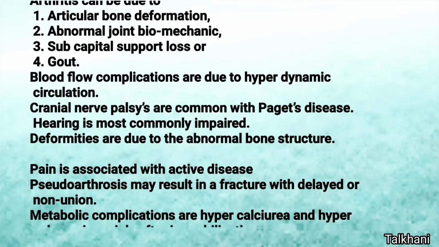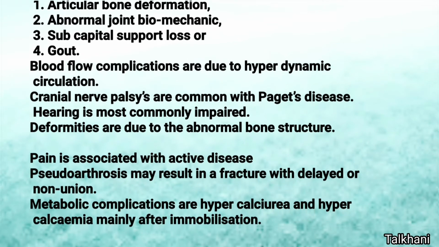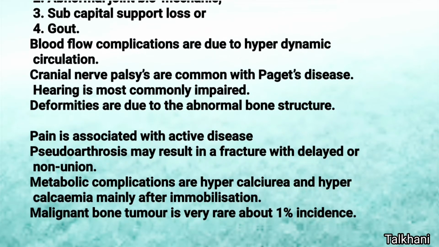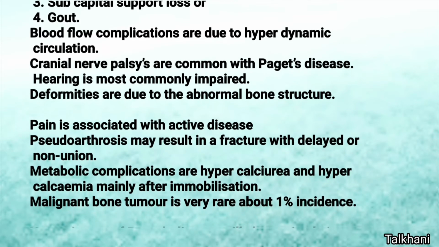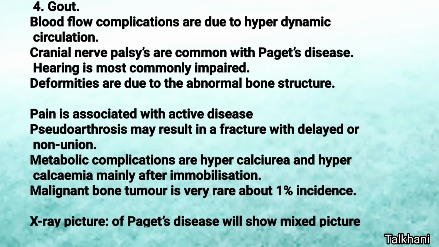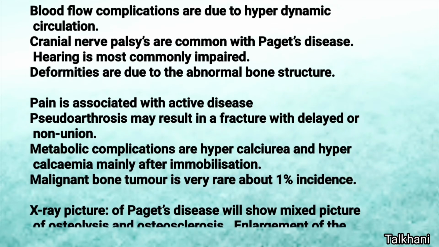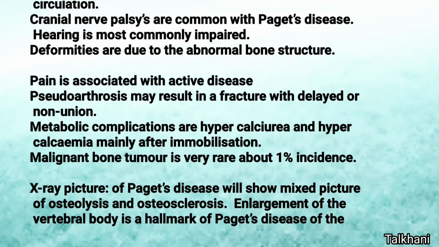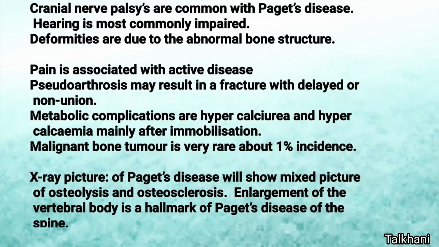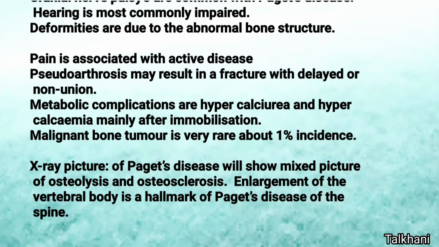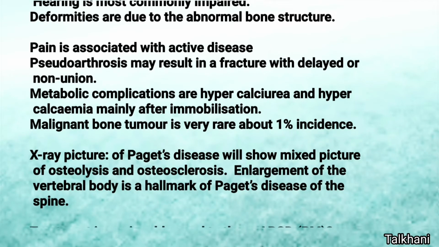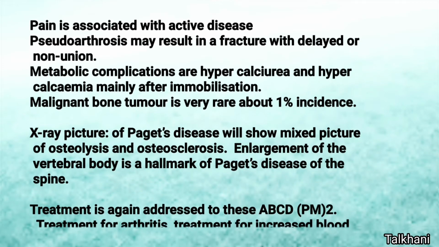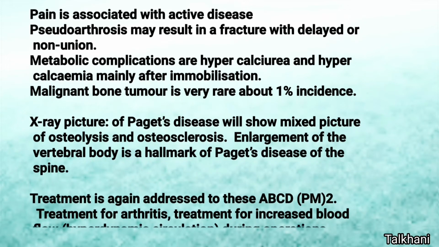Treatment is again addressed to these ABCD-PM square. Treatment of arthritis, treatment for increased blood flow, hyperdynamic circulation during operation, treatment for cranial nerve palsy, treatment for deformities, treatment for pain, treatment for pseudoarthrosis and non-unions, treatment for metabolic disorders like hypercalcemia during the operation and after the operation, and lastly, treatment for malignant transformation of the bone.